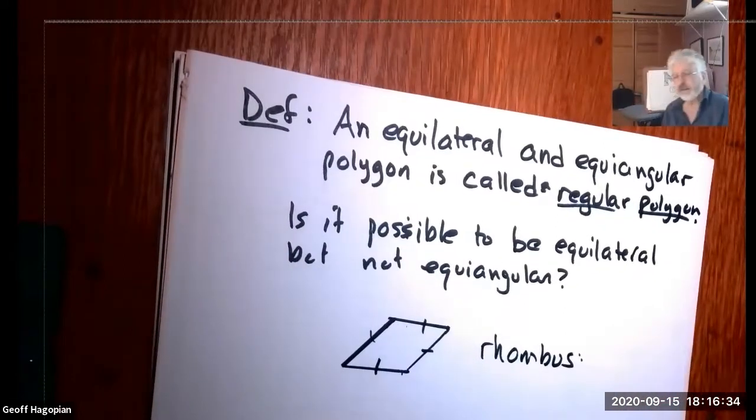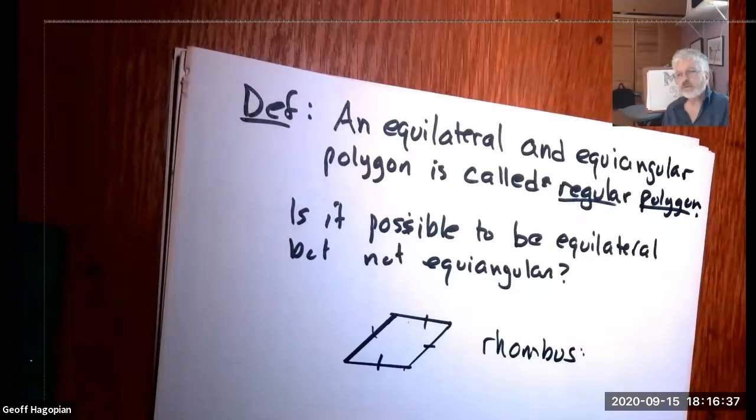Well, that's a good question. A regular quadrilateral is a square, right? It's got all 4 angles the same and all 4 sides the same. That's a square.